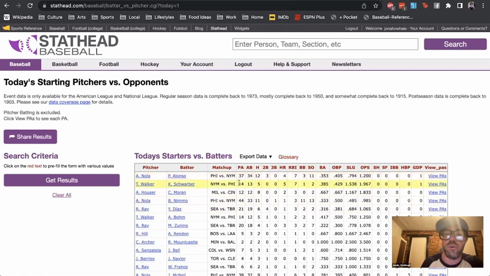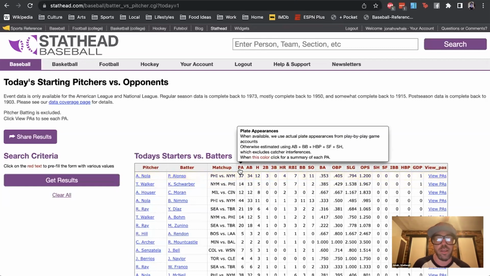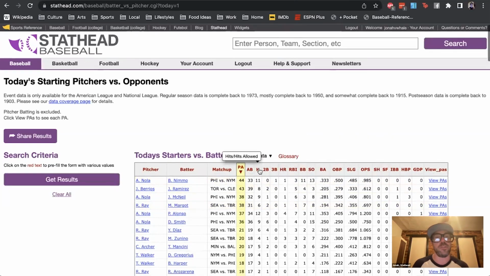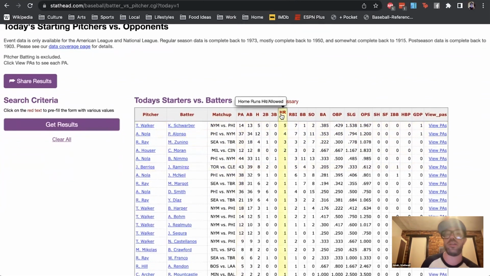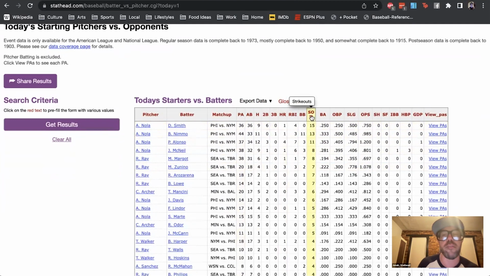But you'll notice too, obviously you want to take any sort of data like this with a grain of salt, that they've only faced 14 times. So it's a smaller sample size than Nola and Alonso, which has happened 37 times. If you want, you can sort by plate appearances to see the ones with the most matchups. You can also see who's hit the most home runs. And on the flip side, you can see who's had the most strikeouts, who's had the most success.